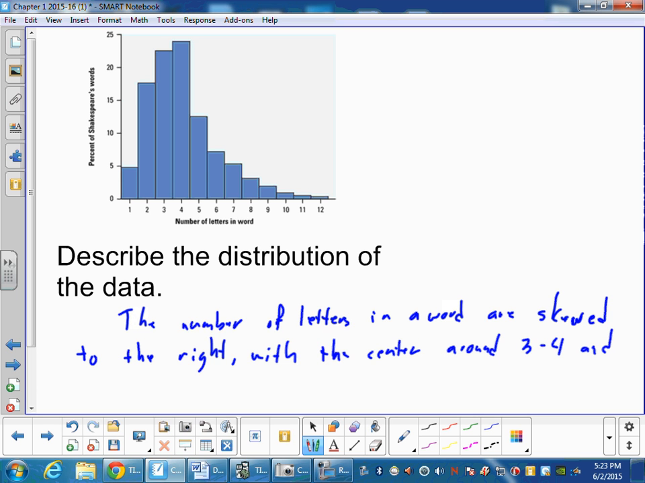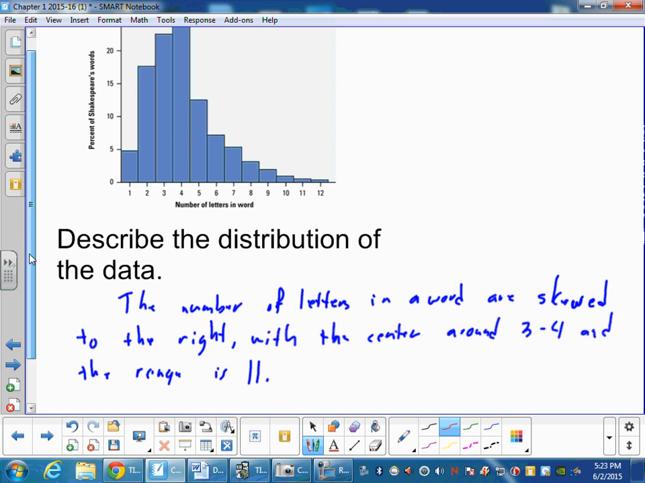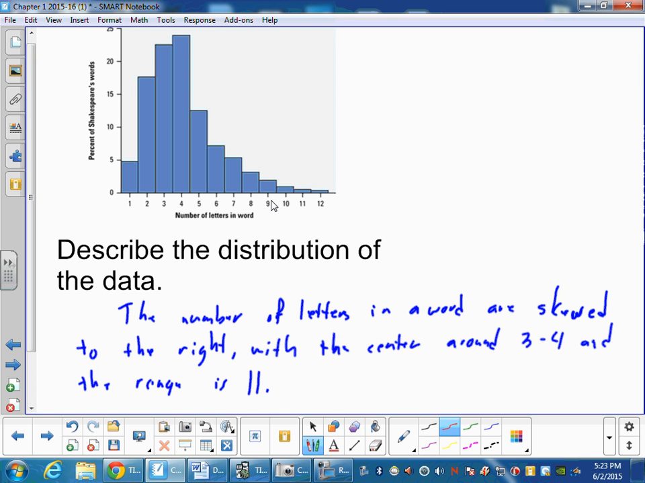and we could use 5-number summary if we had all the data points, but we don't. So let's just do range. So range is 12 minus 1. So the range is 11. So there's no outliers, and if there's no outliers, we don't need to bring it up. But if we take a look at this, we have a context, we have it skewed to the right, and we have the center and the spread. So we're good.